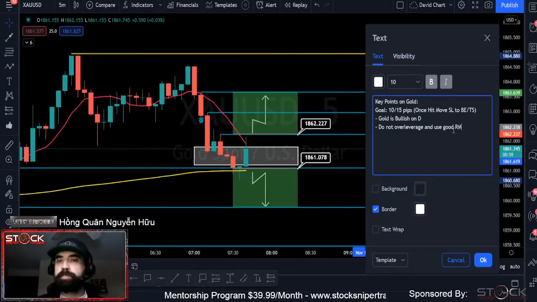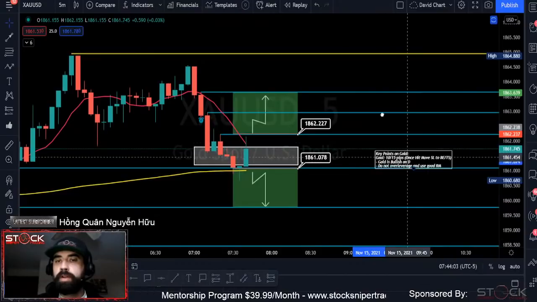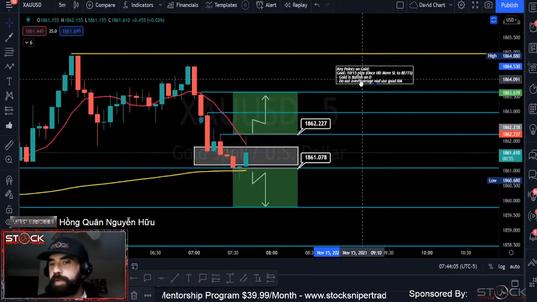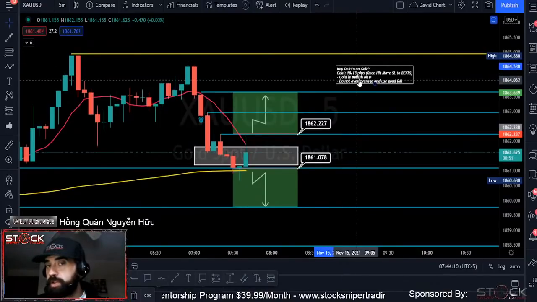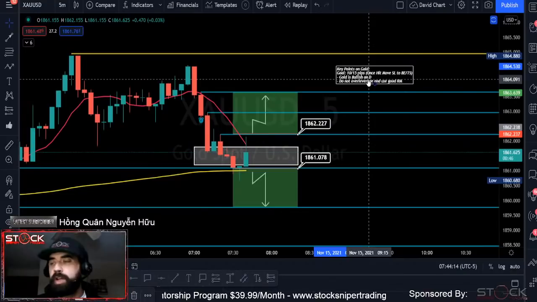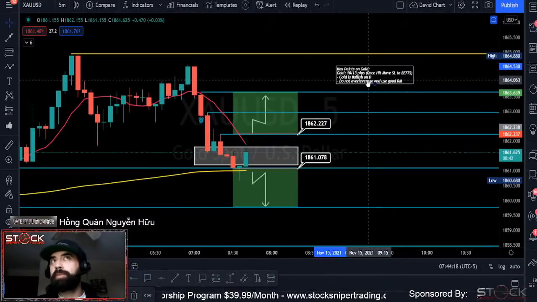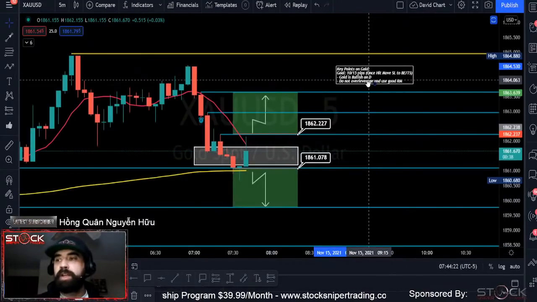Perfect, guys. Okay. So key points on gold. Okay, gold is 10-15 pips as always. Okay, gold is bullish on daily. Once you've hit maybe 10 to 15, guys, move your stop loss to break even. You can do a trailing stop. All right, there's a lot of different things you can do when you start to get price into the overall goal areas that you have set.